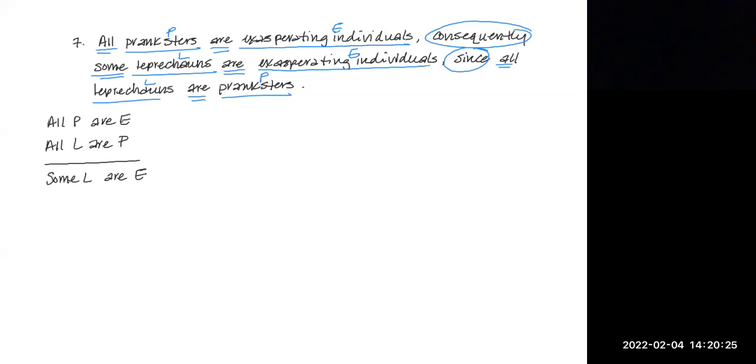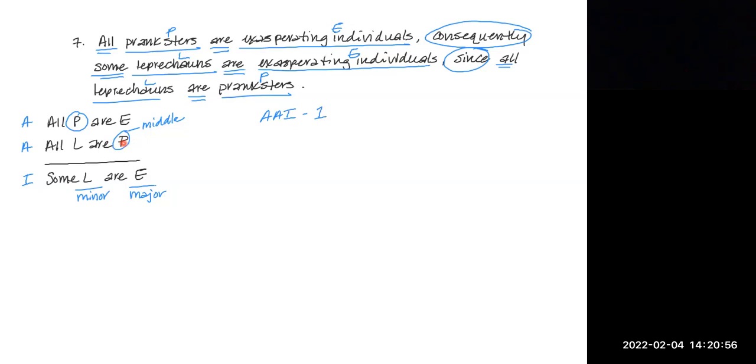premises. I want to identify my major, minor, and middle terms. I know that because of their placement. And then I want to determine the mood. So it's going to be A, A, I, figure 1, because the middle terms are all the way out to the left.